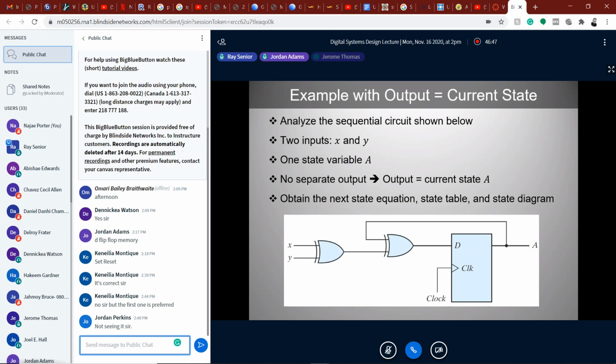Now, how do we go about obtaining the next state equation, the state table and the state diagram? We need to obtain those as we did before. What is the next state equation? If I ask you that, you should know where the next state is on the diagram. Where is the next state on the diagram? So that you can obtain the equation at that point.